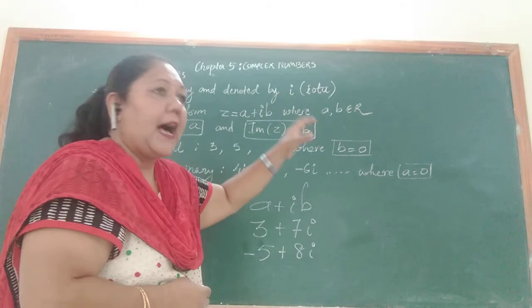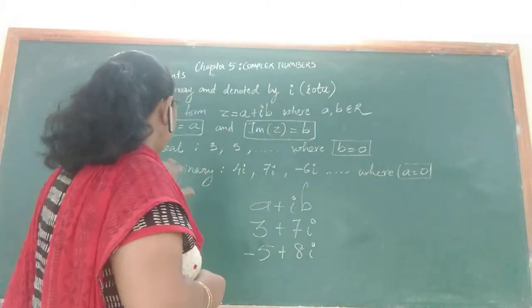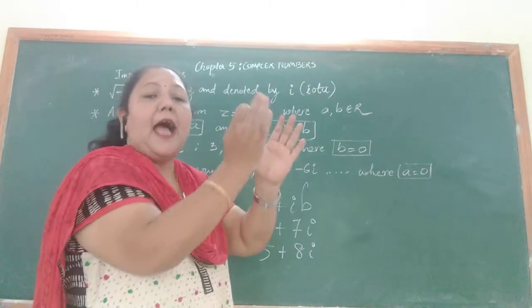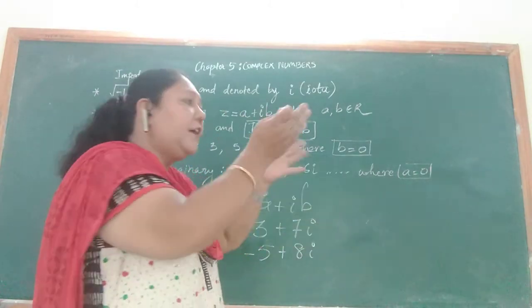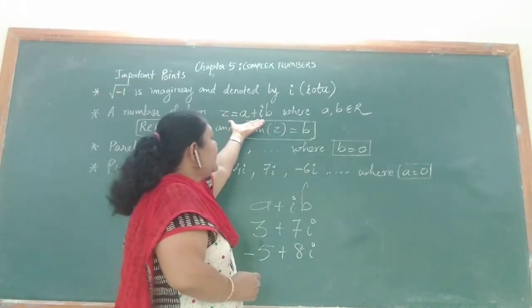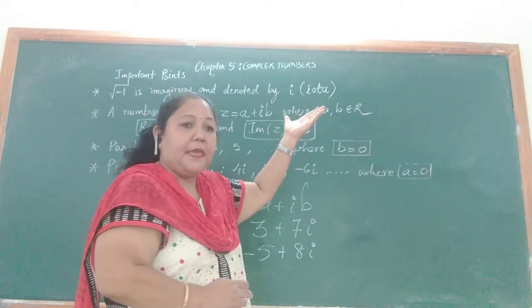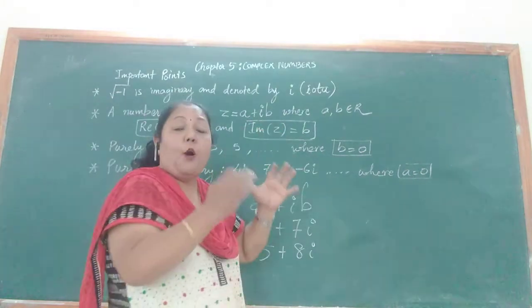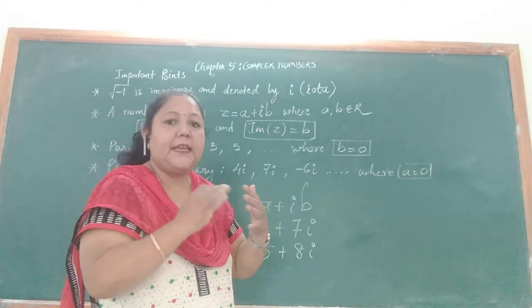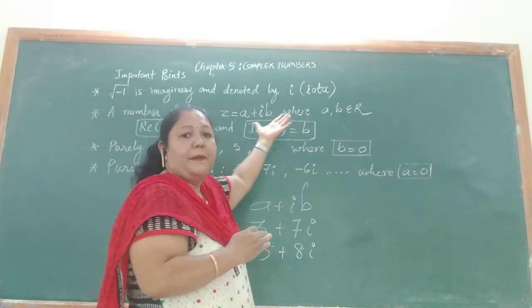I denote it by i, that is called iota. Then I said real number and imaginary number. If I mix both of them, I develop z is equal to a plus ib, which is basically called the complex number. I mixed my real and imaginary and I got a complex number.